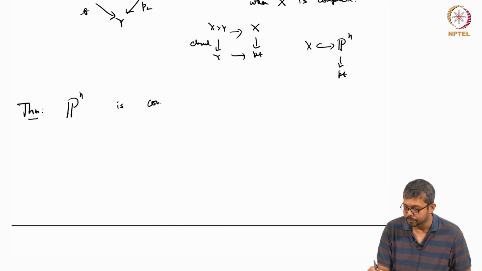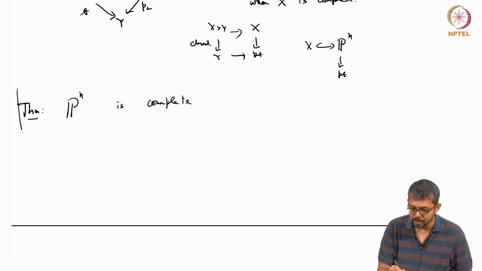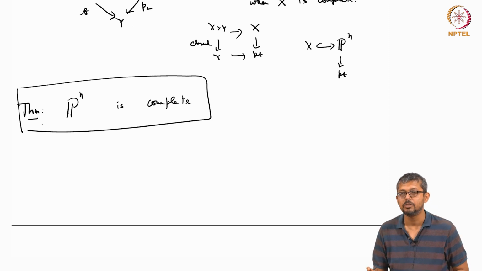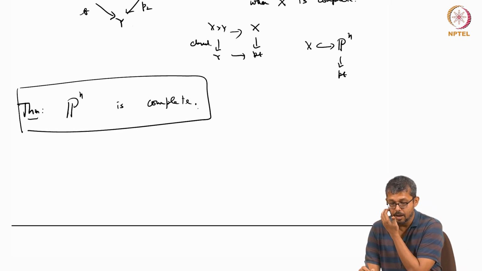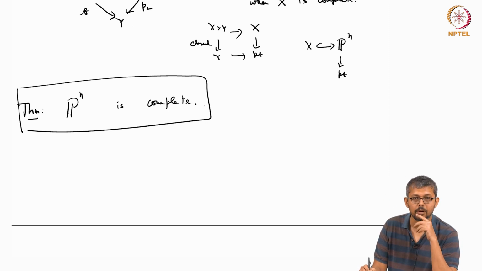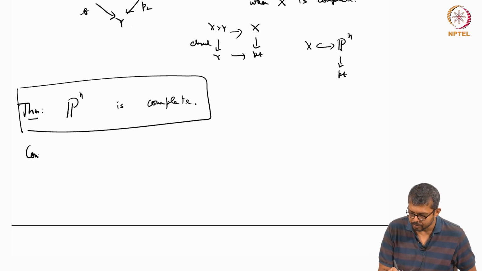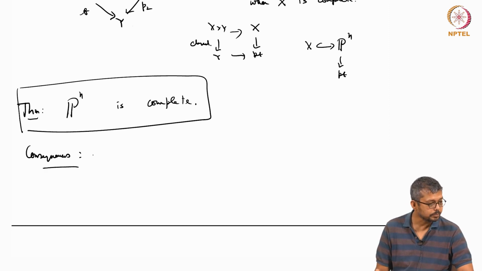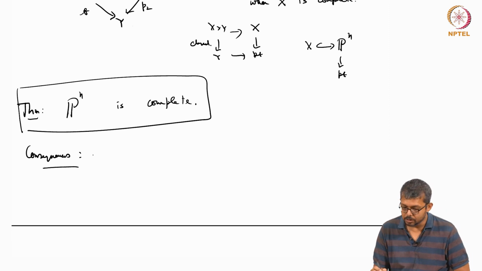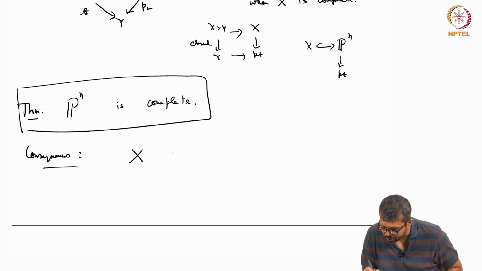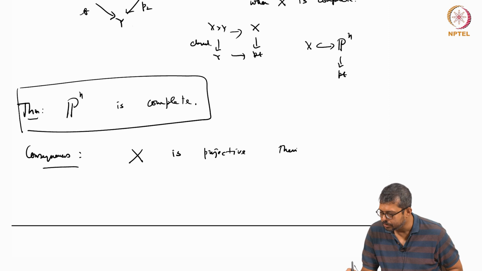Pn is complete. So this is the theorem. Many consequences will come from this. I will give a proof, maybe not today, I do not have much time. It requires some calculations. I will give a proof in the next class. But let us see the consequences. So, the one which I was saying, that if X is projective, then X is complete.